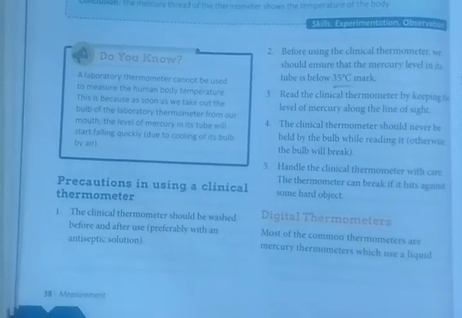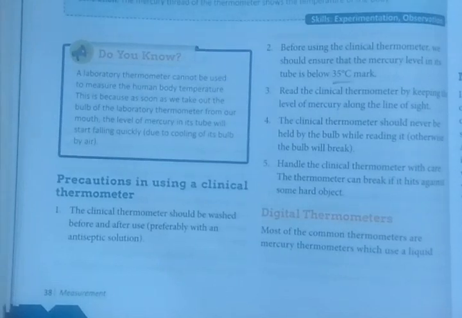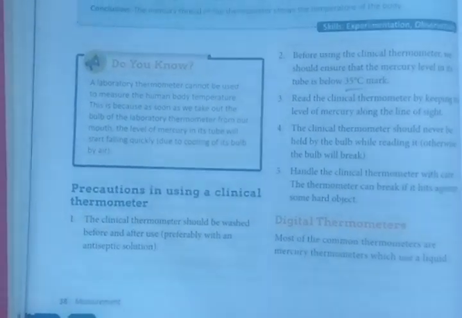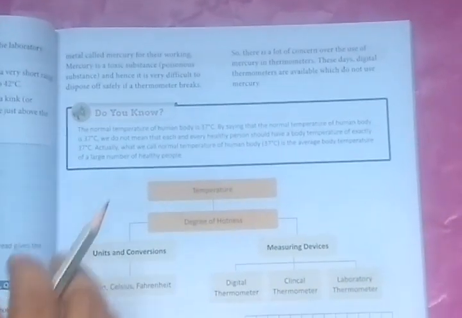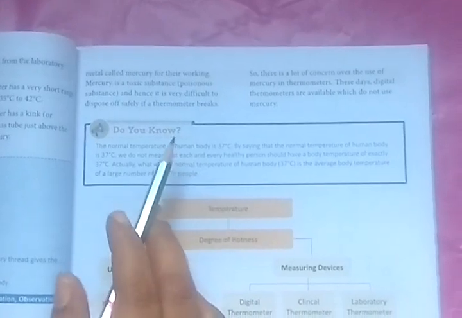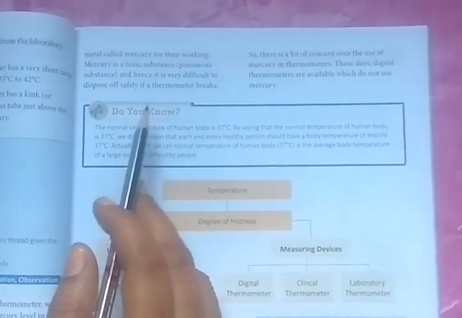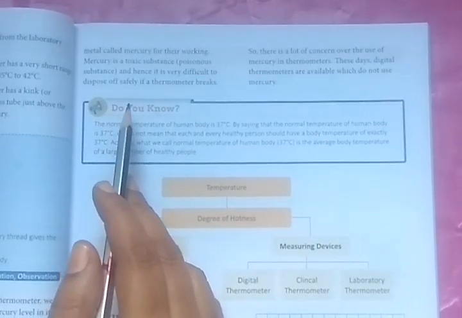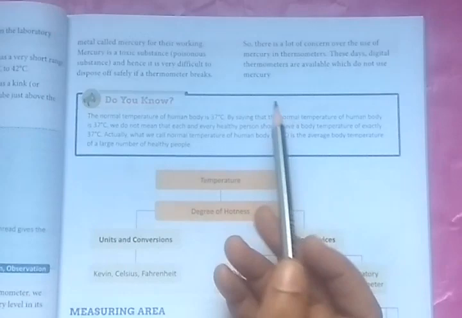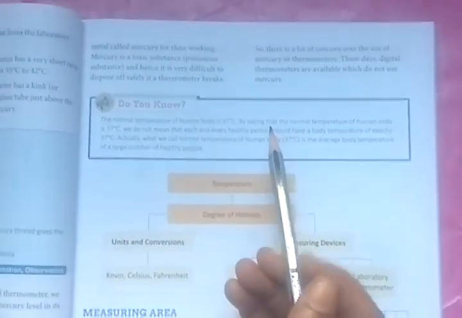Most of the common thermometers are mercury thermometers, which use a liquid metal called mercury for their working. Mercury is a toxic substance, meaning it's a very poisonous substance. That's why it is very difficult to dispose of safely if a thermometer breaks. So there is a lot of concern over the use of mercury in thermometers.